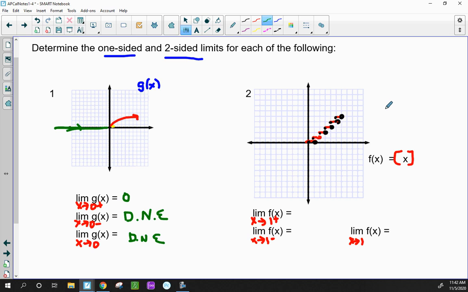Okay, let's look at example 2. Example 2 is the step function from Algebra 2. Remember to look for notation on your practice sets that have brackets around it. When you have brackets, that's the step function or greatest integer function.